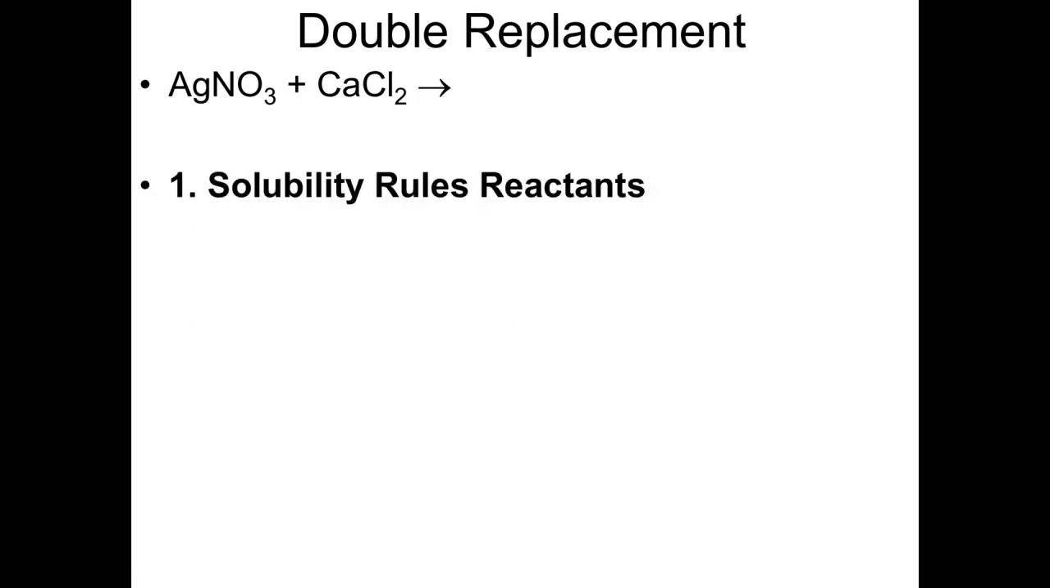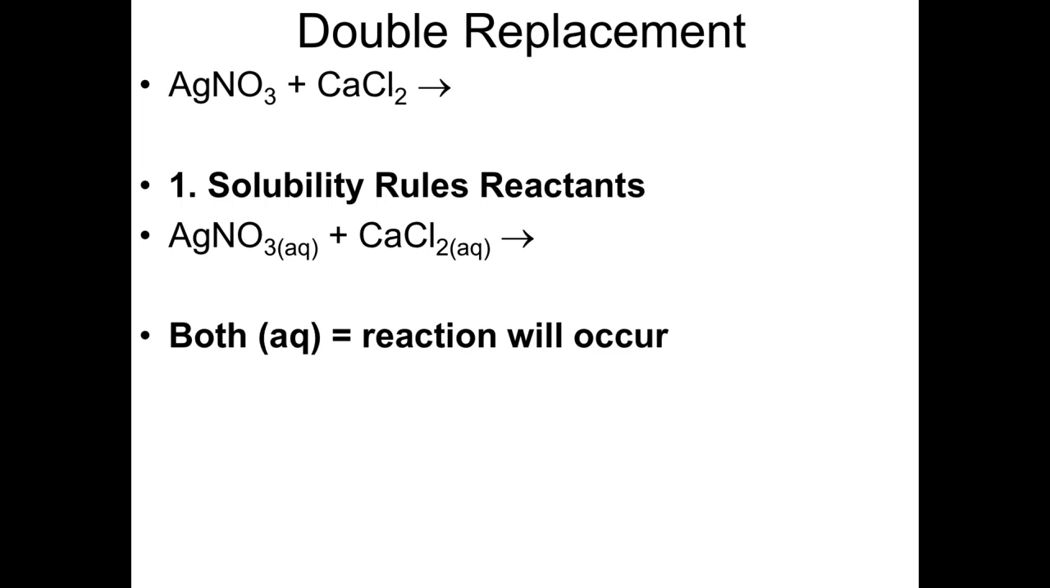So on this example here, we have AgNO3 reacting with calcium chloride. When I look at the solubility rules, nitrate is going to be aqueous with silver. Calcium is going to be aqueous with chloride, so it's CaCl2, aqueous. Since both are aqueous, the reaction will occur. If one of these were solid, there would be no reaction because it wouldn't break apart. So you've got to ensure both of them are aqueous for a reaction to occur.